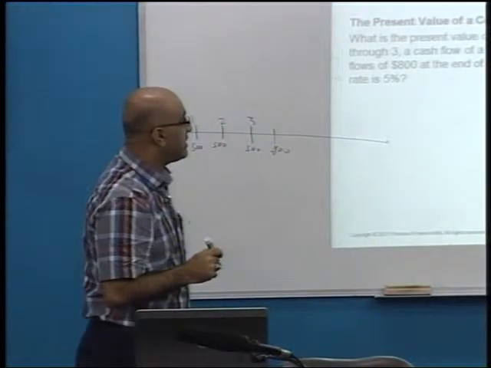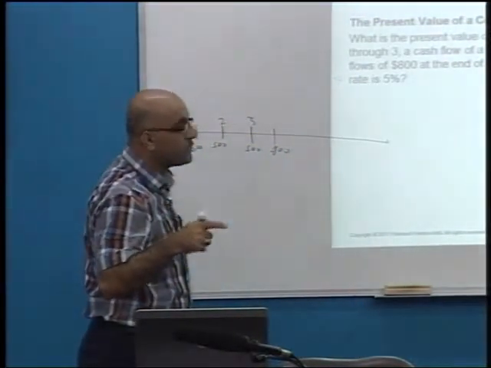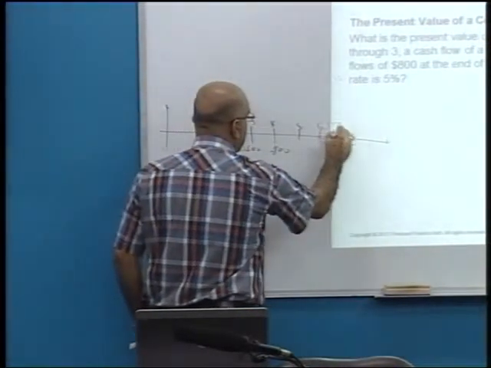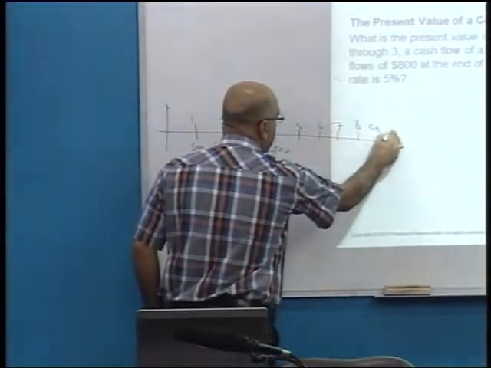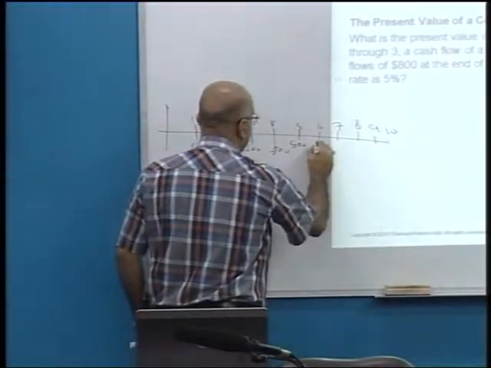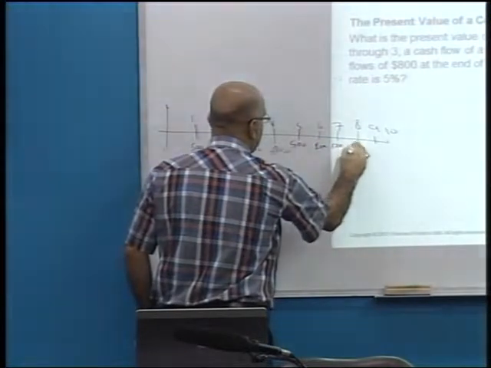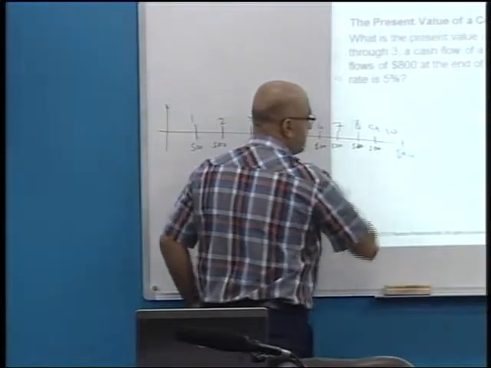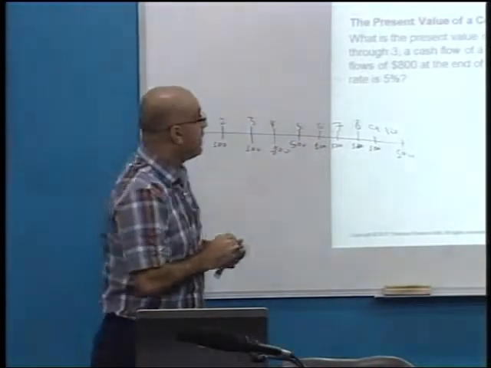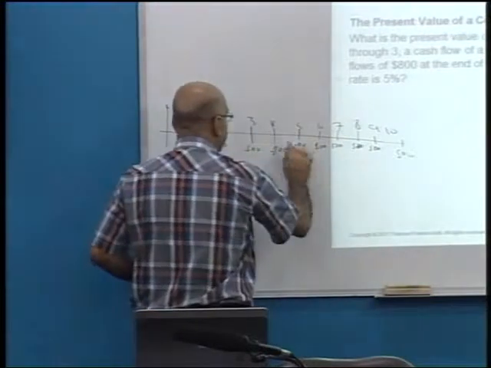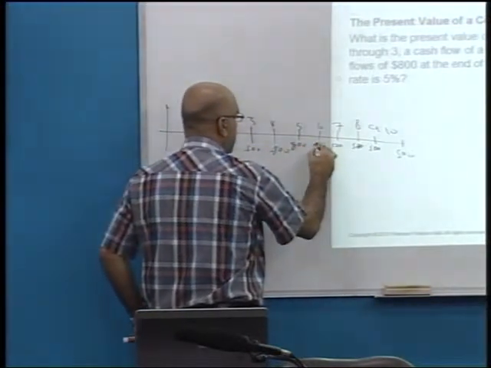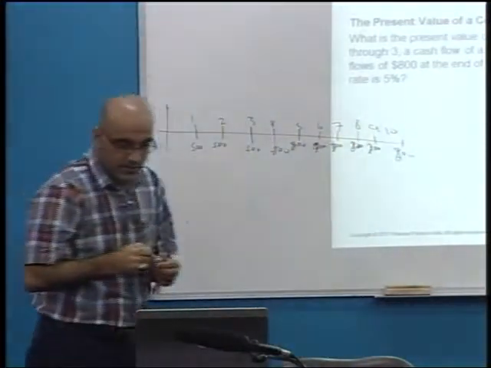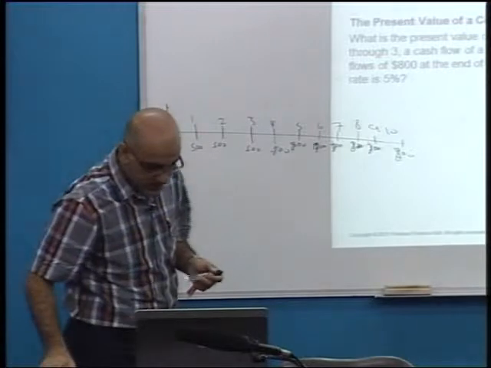And cash flows of 800 at the end of years 5 through 10. So 5, 6, 7, 8, 9, and 10. Sorry? Oh, 800. Okay, 800s. So what can we do?